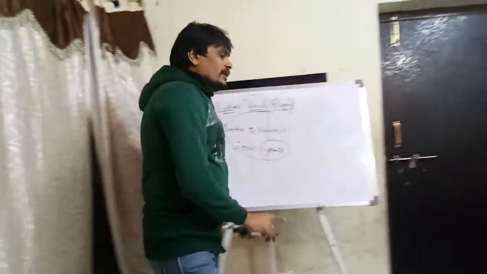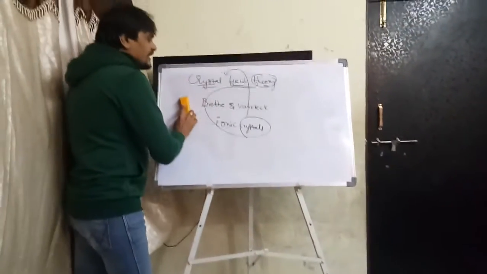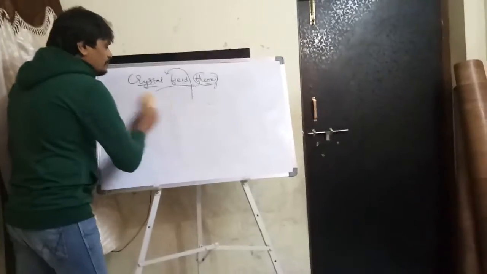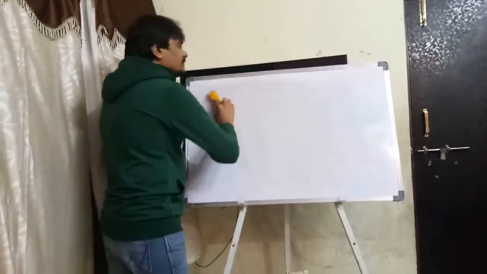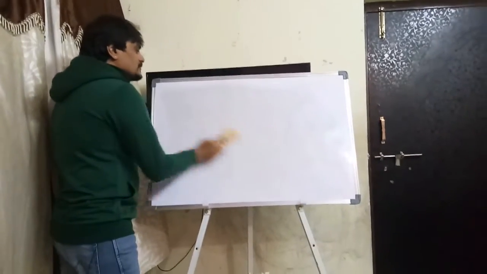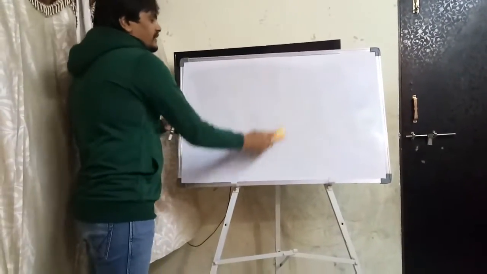So, crystal field theory was proposed by two scientists, Brett and Van Vliet, and it is applicable to explain the ionic crystals. That is the reason this particular theory is called crystal field theory.